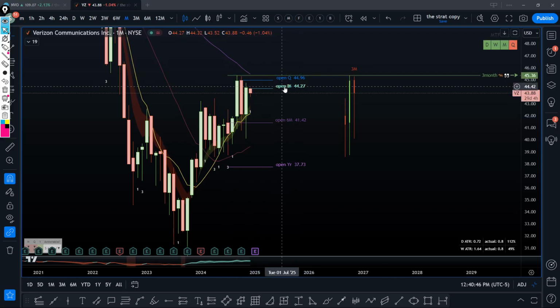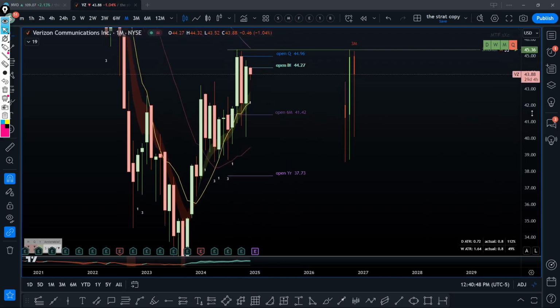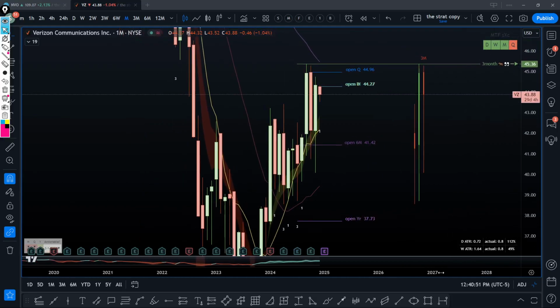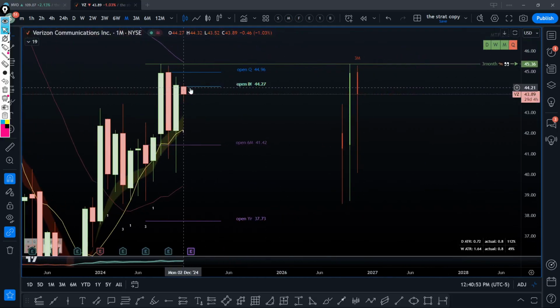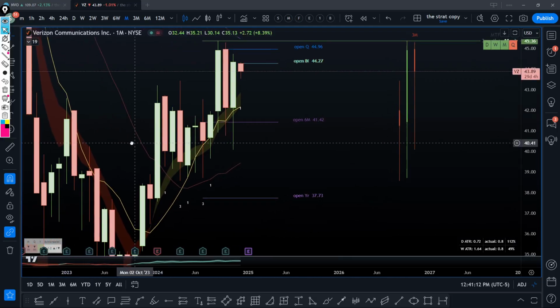And as you can see, this jumbled up mess right here is because, once again, all of those levels are coupled together. So if Verizon gets above 44.26, it's going to flip the day, the week, and the month back green. So that's what I mean visually. You can see it wouldn't take much to flip those time frames because they're so fresh and new.